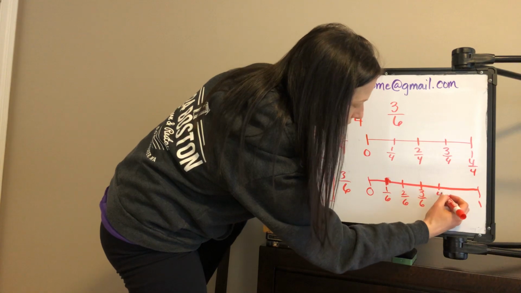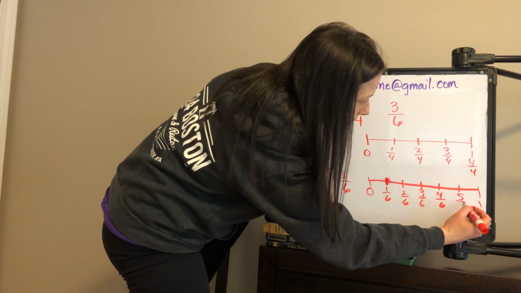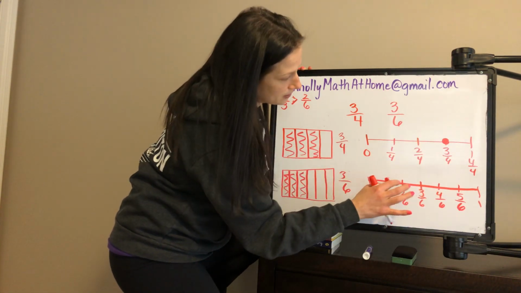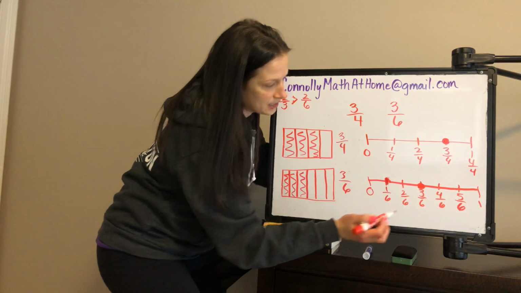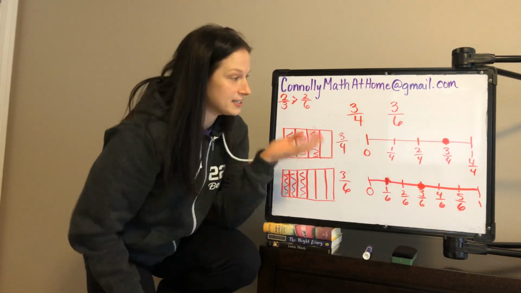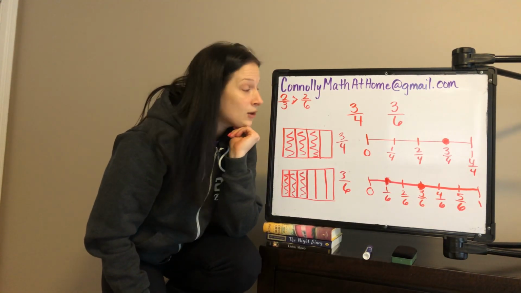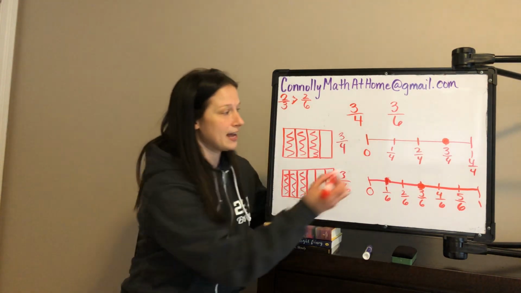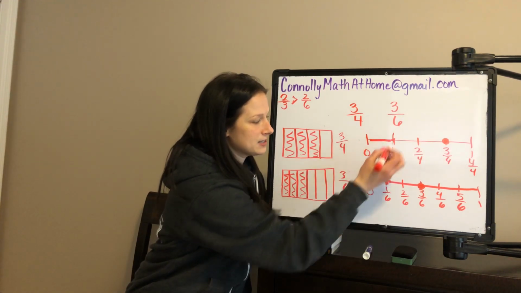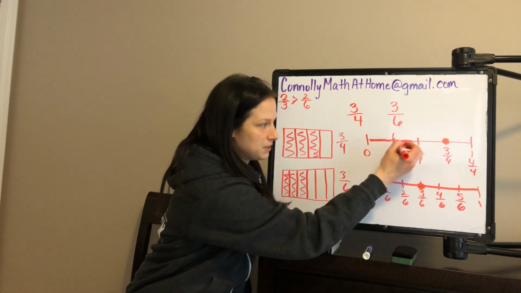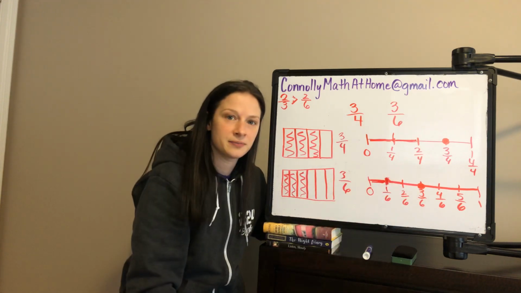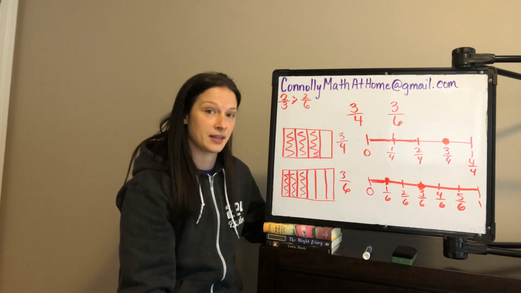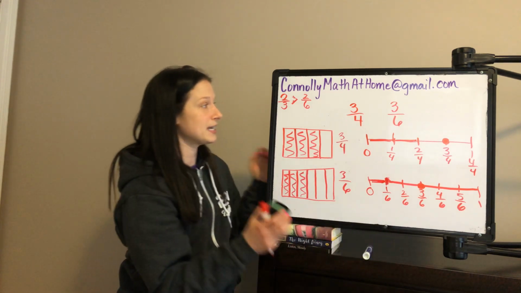I'm trying to do it kind of quick so the video doesn't end up being too long. Okay, I put a mark there on 3/4, going to put a mark here on 3/6, and which one has a greater distance from 0? We can tell that 3/4 again is larger, and I really want you to look at this piece compared to this piece, and this piece compared to this piece. What's going on? Why is 3/4 larger than 3/6? I want you to think about the size of the pieces. You heard me say that?